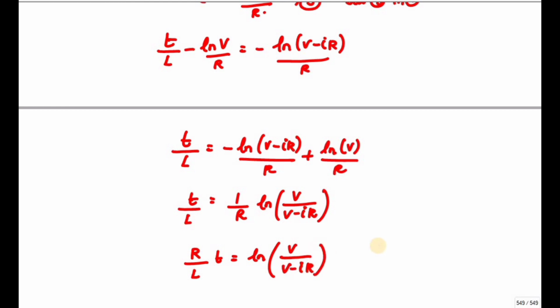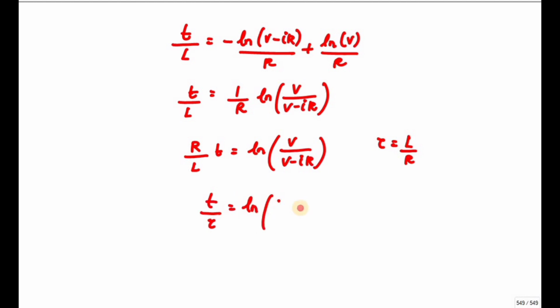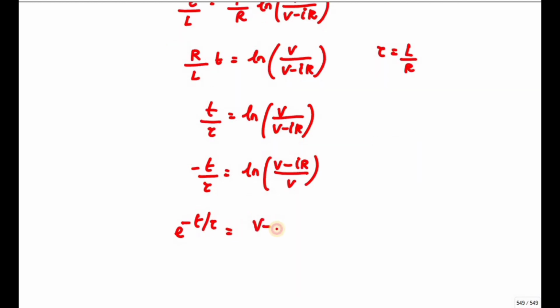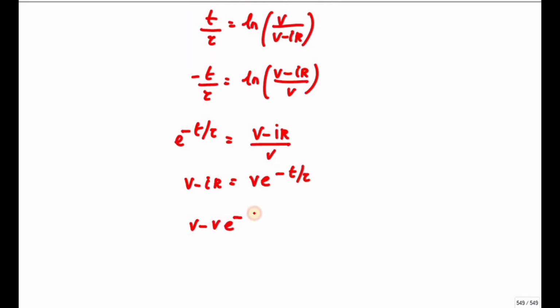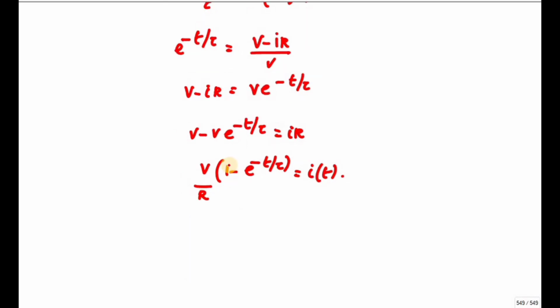If I substitute the time constant tau is equal to L by R, then t divided by tau is equal to ln V divided by (V minus IR). So minus t divided by tau is equal to ln of (V minus IR) divided by V. Taking the exponential on both sides, e power minus t divided by tau is equal to (V minus IR) divided by V. Therefore, V into e power minus t divided by tau is equal to V minus IR. So V minus V into e power minus t divided by tau is equal to IR. Taking V common, I is equal to V divided by R into (1 minus e power minus t divided by tau).